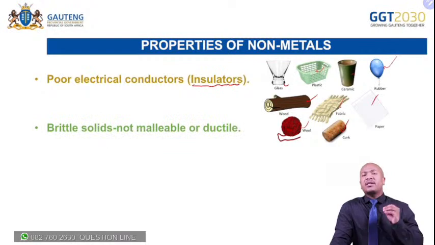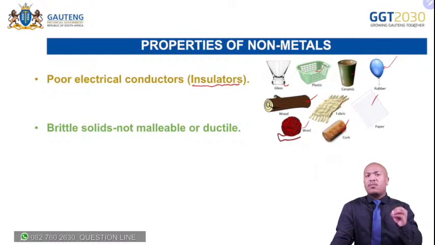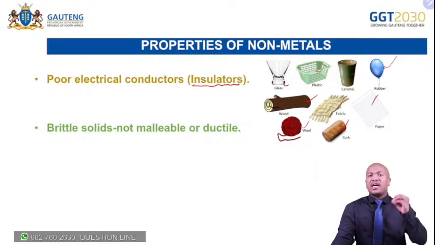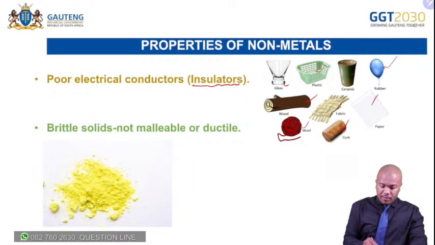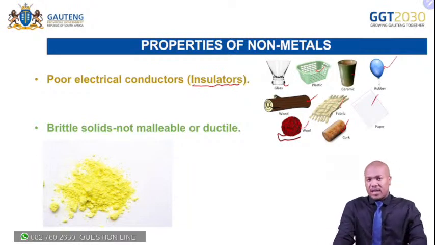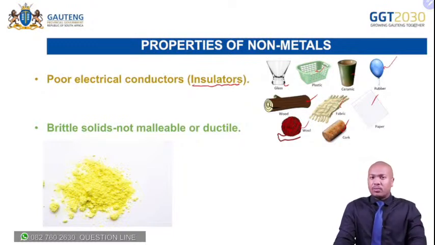Also, they are brittle solids. They are not malleable or ductile. When I say they are not malleable, what do I mean? I mean that they do not change shape. Instead, they do what? They break easily. Like the sulfur powder we have here as an example, right? It is an example of sulfur which has broken down.